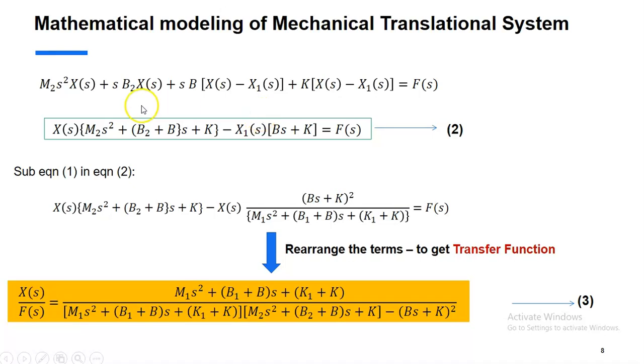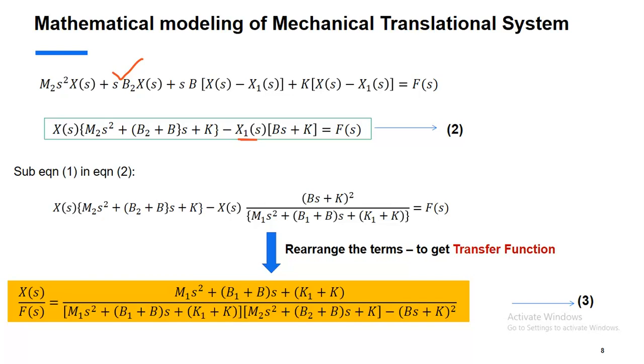Now, I am taking x of s outside from this equation, and you know that in equation 1 we have computed x1 of s, which I am substituting in this place. So x of s into this particular term we can take as such. x1 of s is nothing but x of s into bs plus k term will come. Here you will have bs plus k, so it becomes a whole square. So now you have to rearrange this term to find the transfer function.